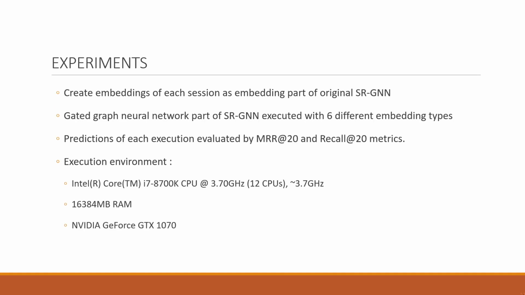Okay, now it's time to talk about the experiments that we have carried out within our study. For each dataset, we have set up 6 different execution environments, which corresponds to 12 in total, and tried to show the effect of the application of different embedding types on the original SR-GNN model. Basically, we have generated corresponding embedding data for each dataset, and the gated graph neural network layer of the model is fed by these obtained data.